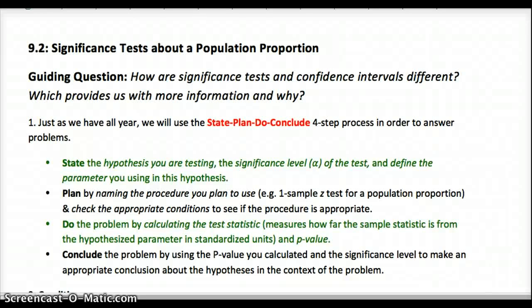This is the Chapter 9, Lesson 2 video, significance tests about a population proportion. So keep in mind that means we'll be talking about p-hat. That's the proportion, that's a sample statistic, and p would represent the true parameter.